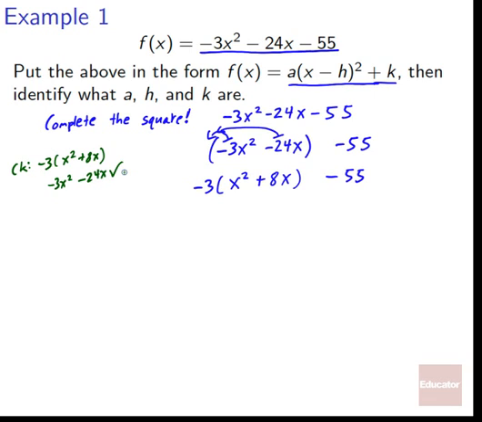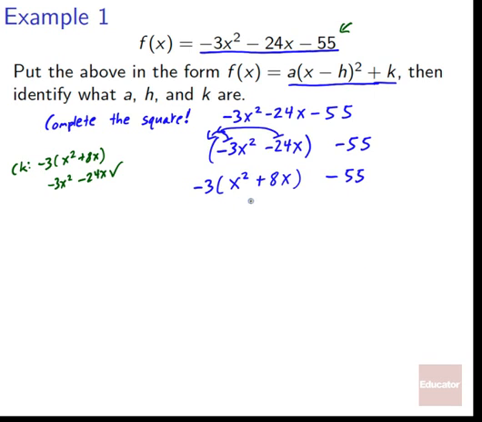So negative 3 times quantity x squared plus 8x minus 55 is the exact same thing as what we started with right here. So checking like this, it's probably fine to just do it in your head. You could do negative 3 times that quantity in your head and go, yes, this makes sense. But if it's an exam, or something really important, you definitely want to check and think about your work, because it's really easy to make mistakes, especially if it's new to you.